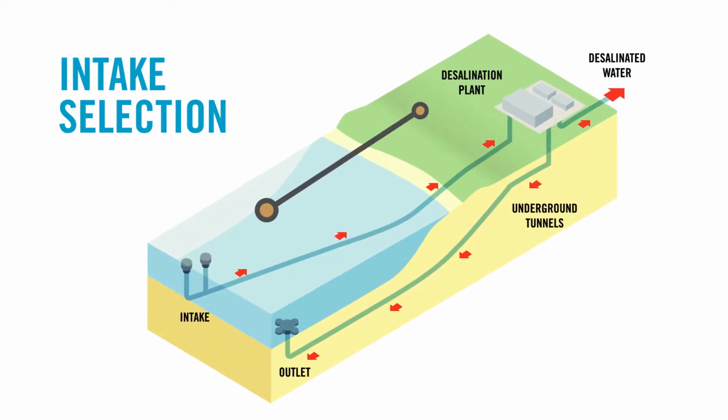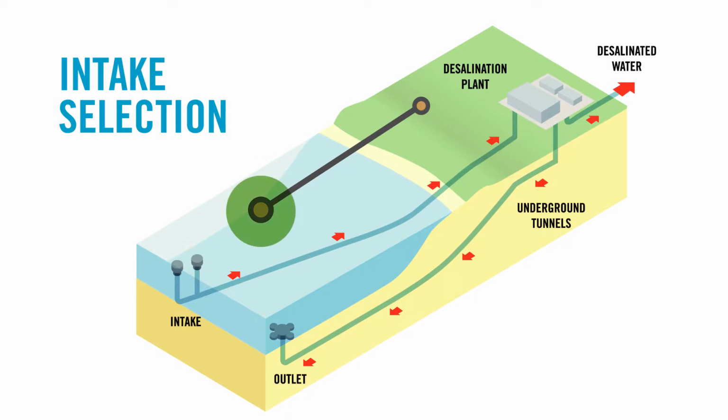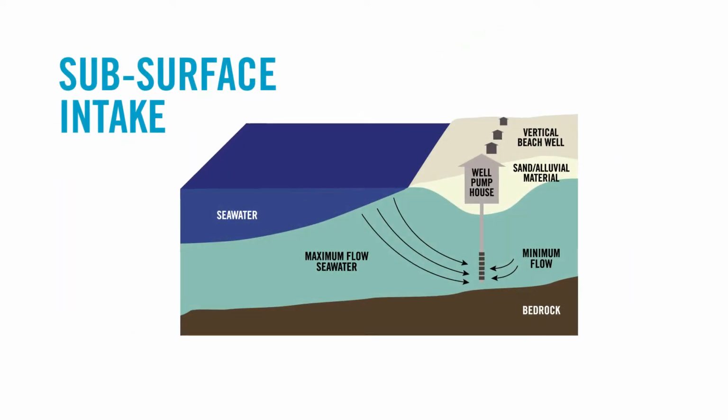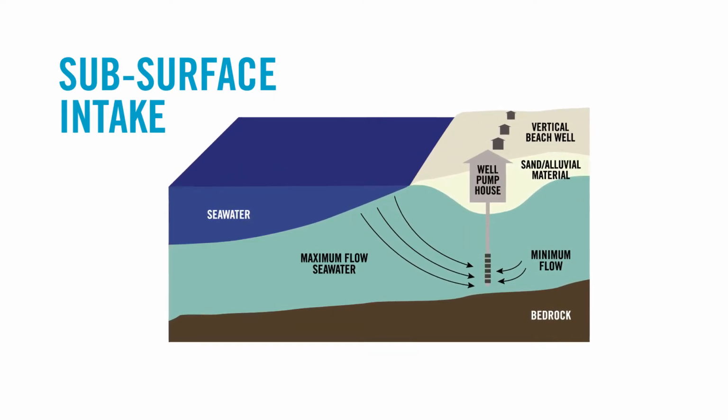Often, runoff containing nutrients such as nitrogen and phosphorus can trigger algae blooms. An open intake may have a higher potential for organic fouling and algae blooms. A subsurface intake provides additional feed water treatment so the impact of algae blooms may be minimized.